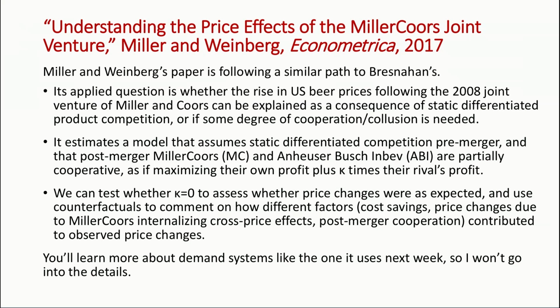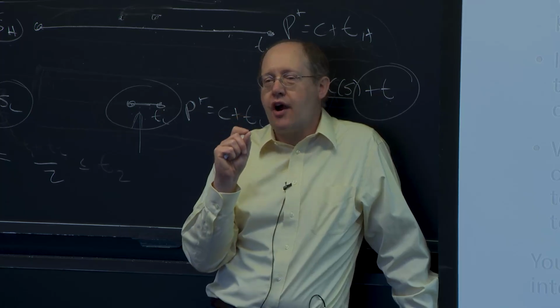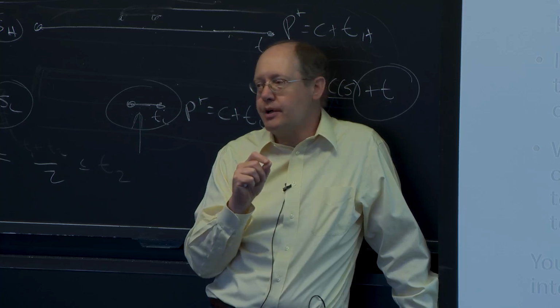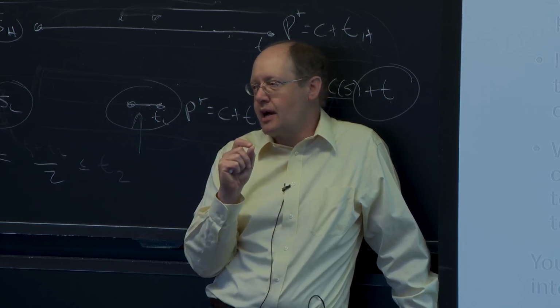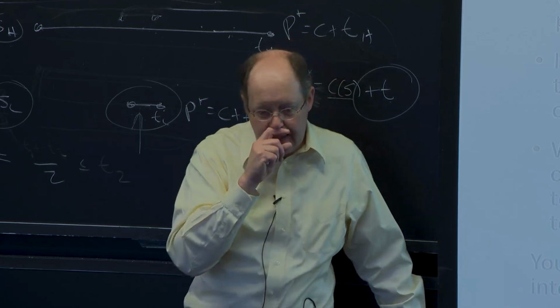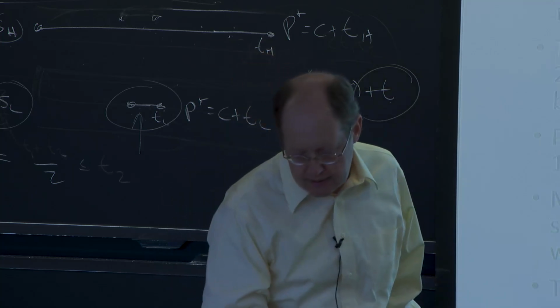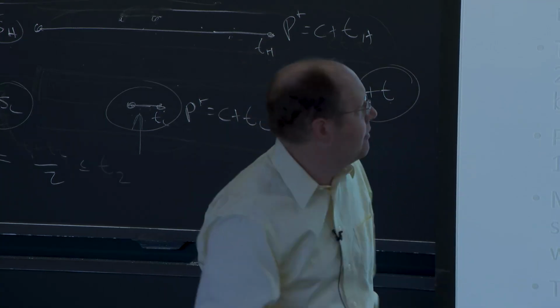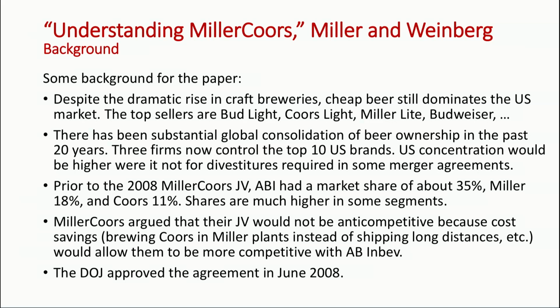Okay? And then what they note is that in this model, with this sort of continuum of models, you can test whether kappa equals 0 to say, does the static competition model explain what's going on? Or, do I need to have some degree of collusion starting after the Miller-Coors merger to understand why prices are what they are? Okay.